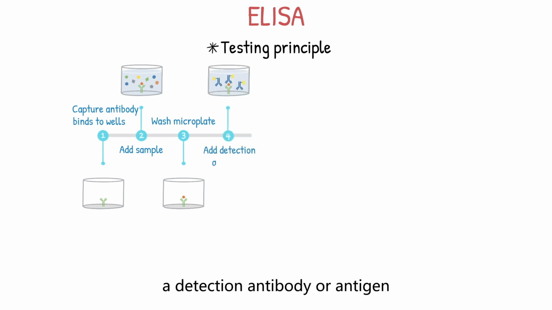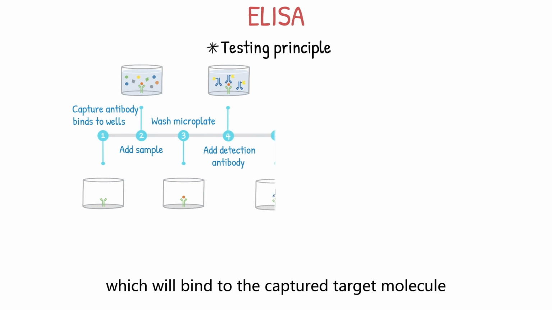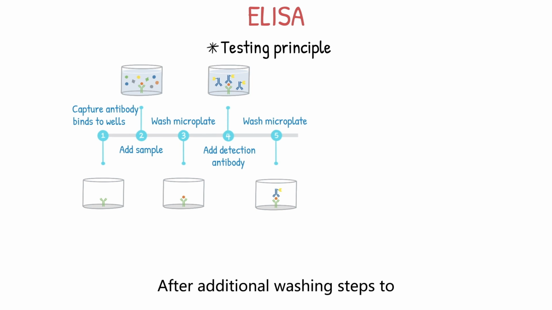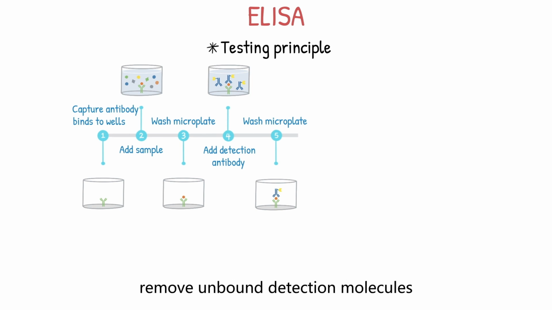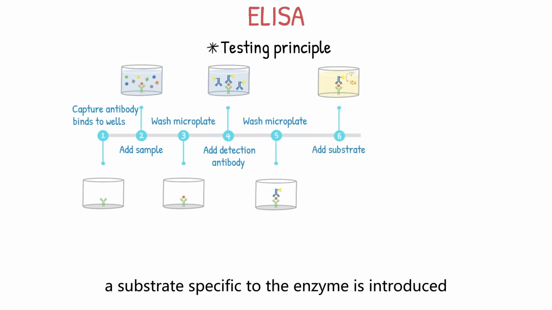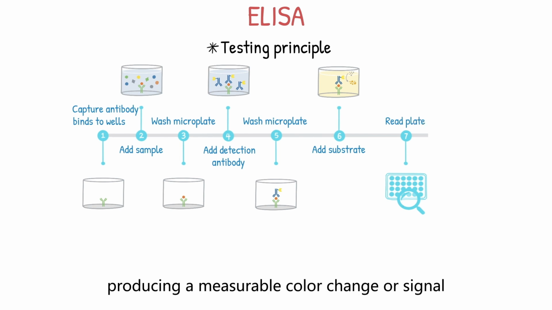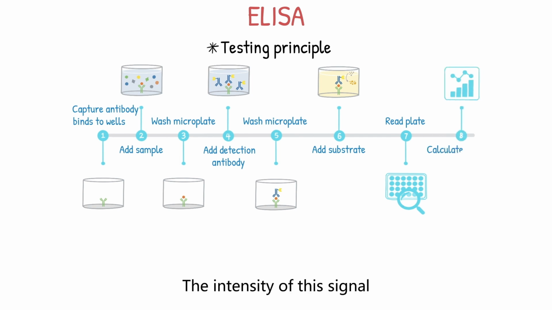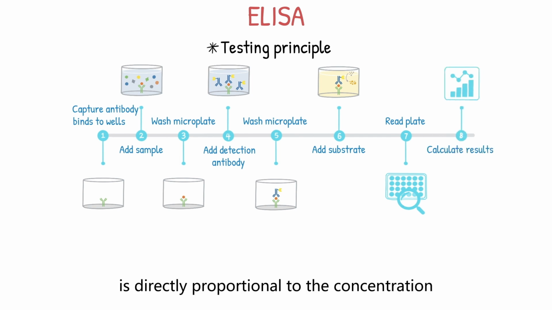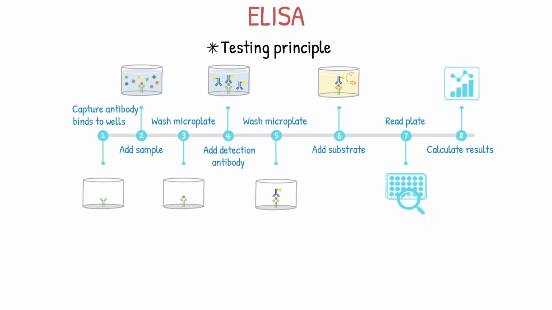Next, a detection antibody or antigen conjugated to an enzyme is added, which will bind to the captured target molecule, forming a complex. After additional washing steps to remove unbound detection molecules, a substrate specific to the enzyme is introduced. The enzyme catalyzes a reaction with the substrate, producing a measurable color change or signal. The intensity of this signal is directly proportional to the concentration of the target molecule in the sample.